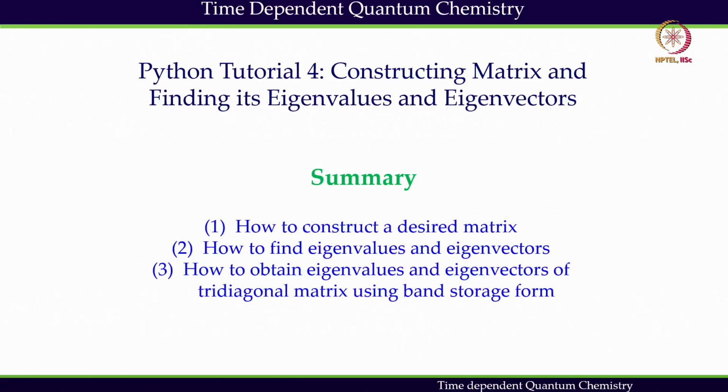So we have come to the end of this Python tutorial, where we have learned how to represent a matrix, how to represent a tridiagonal matrix. Kinetic energy matrix in grid representation is actually a tridiagonal matrix, a Hermitian tridiagonal matrix. And when you are dealing with a very large tridiagonal matrix, one can use one of the band storage forms, and once you represent it in one of the band storage forms, the Python linear algebra submodule provides a particular functionality to get the eigenvalues and eigenvectors from this band storage form.